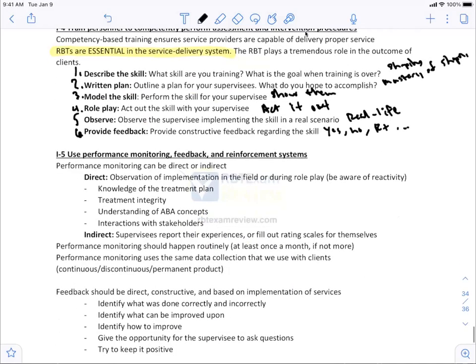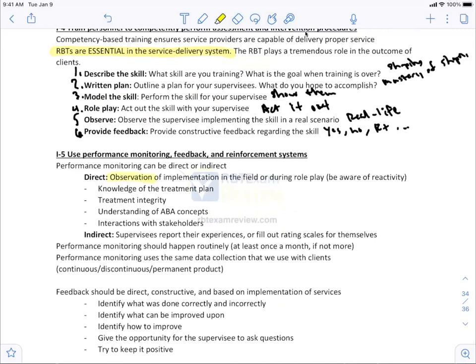I5, use performance monitoring, feedback, and reinforcement systems. If you notice, all of these things are very similar to when we teach skills to our clients. We're still using behavior analytic terms, behavior analytic methods. We're just doing it with our RBTs. So performance monitoring can be indirect or direct. Doesn't change. Direct is observation or implementation in the field or during role play.